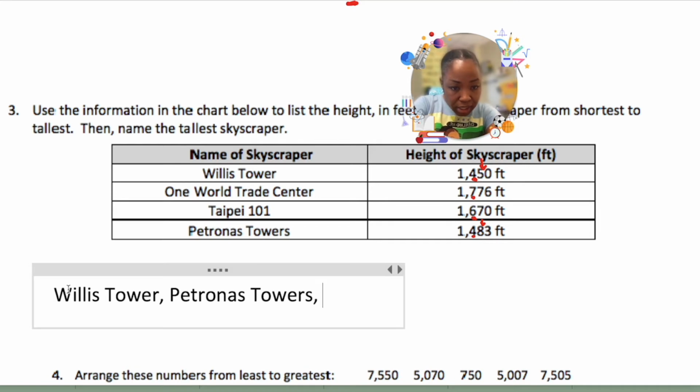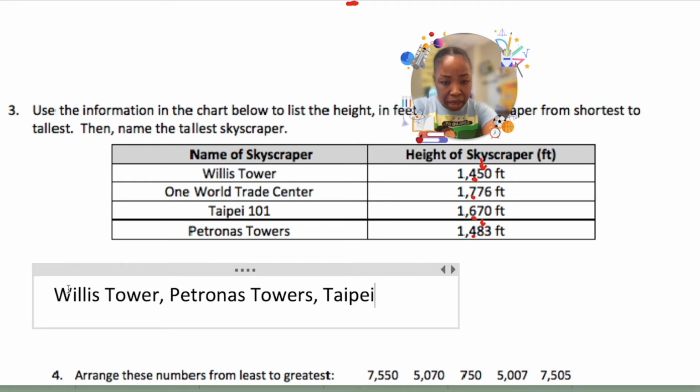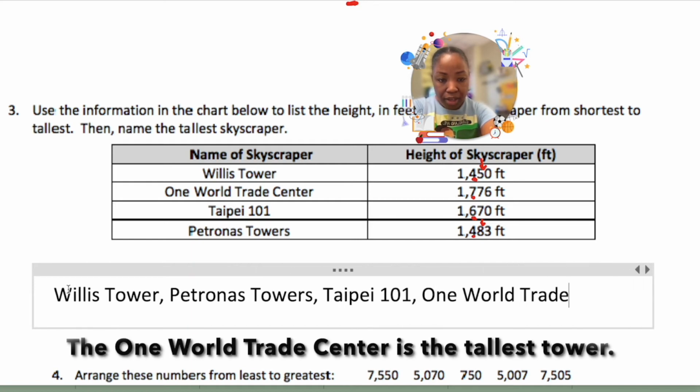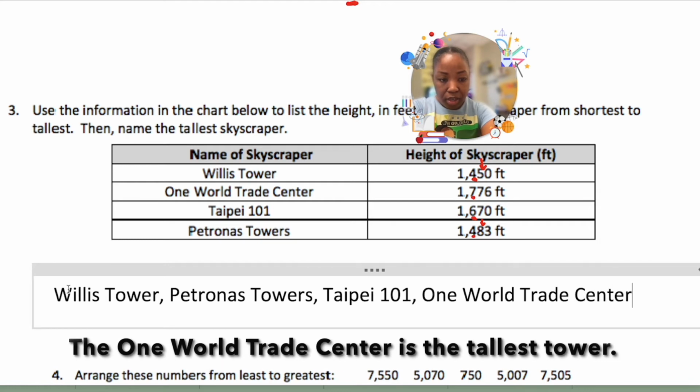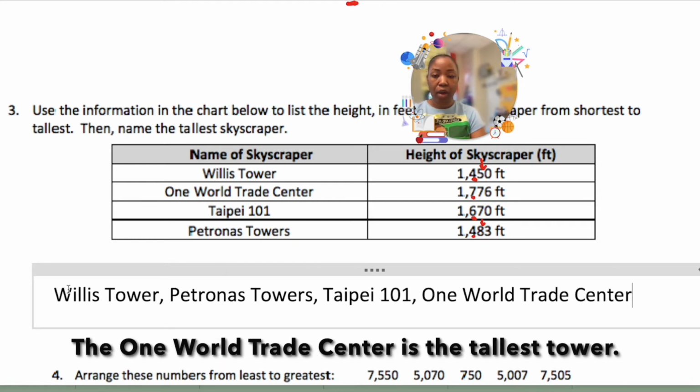Then, let's see, we had 700s compared to 600s. 600s is less, right? So the next up name that is connected to that tower name is the Taipei 101, making the tallest the One World Trade Center. Is the tallest of these towers.